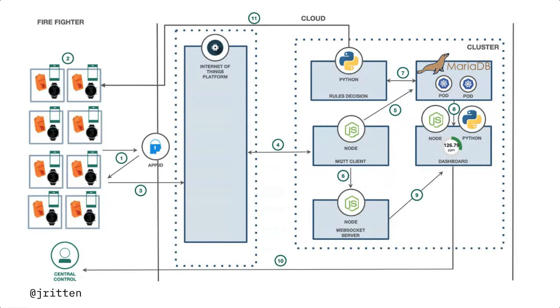Once the data comes in, you can see a couple of different services deployed in a Kubernetes cluster. In this case, if you look at number 4, there's a Node.js service which is listening to the IoT platform. As soon as data comes in, it picks up the data and does a couple of things with it. Number 5, it sends the data to a MariaDB database. MariaDB is a relational SQL database.